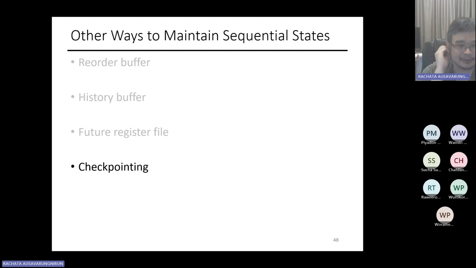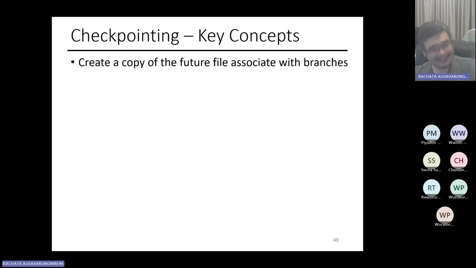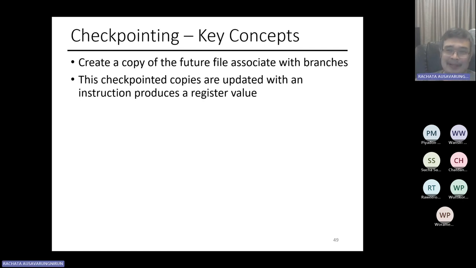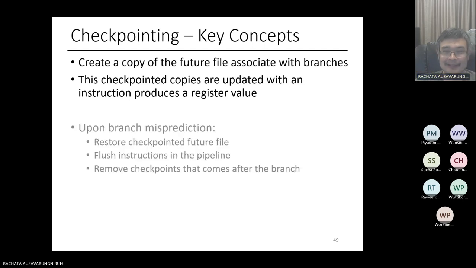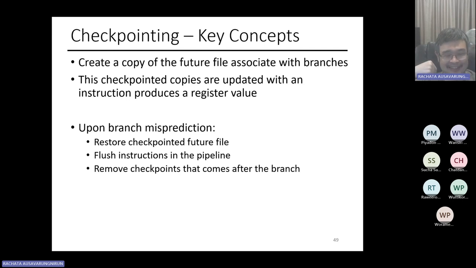Okay. The last thing I have to talk about today is checkpointing. Checkpointing is basically when, let's say you're running things out of order and you have a branch and you're mispredicting, right? You have branch misprediction. This is different from exception, because with exception, you basically have to finish whatever is coming earlier and you handle the exception, right? For branch, one thing you can do is you can checkpoint. Whenever you see the branch, you create a copy of the future file saying, hey, in case you mispredict, use this copy. Otherwise, keep the future file, whatever is the updated value. This checkpoint copy is updated with an instruction that produces a register value, right? And upon misprediction, you go back to your checkpoint and you flush whatever is in the pipeline.